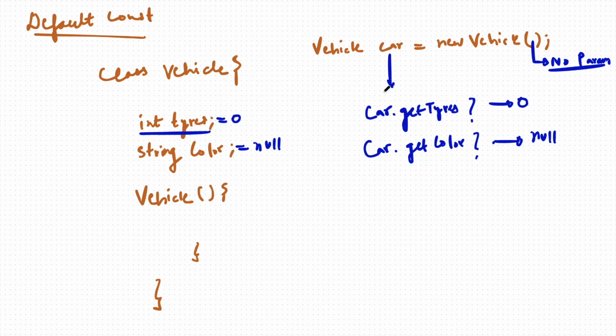So imagine a situation where you want to design a car, or a truck, or anything, and based on that you want to specify how many tires you want and what the color of that vehicle is. If you don't initialize, it was initially 0 and null. But now the case is I want to define the number of tires and also the color. So to do that, what will I do?